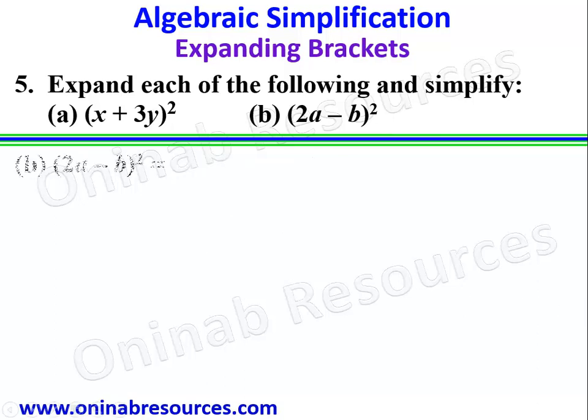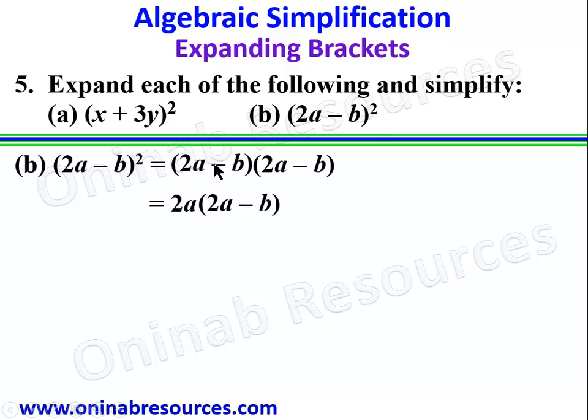We go to 5b. Again, this is squaring brackets. So we have 2a minus b into 2a minus b. We pick the first term here, which is 2a, multiplied by the second bracket. We now pick the second term, that's negative b, multiplied by the entire bracket.